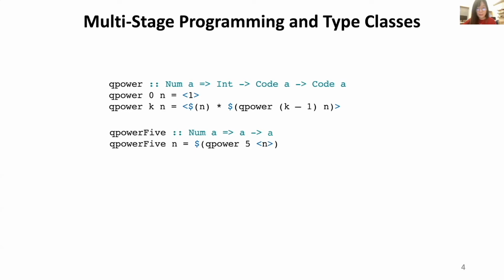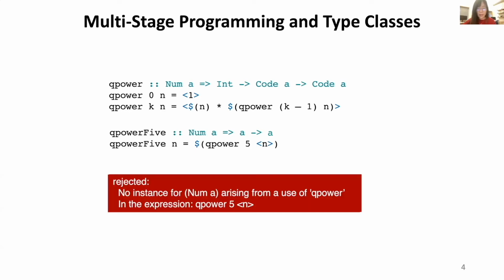It is somewhat surprising then that this function actually fails to compile in the latest implementation of Template Haskell in GHC 9. The error message is also mysterious. The compiler complains that it cannot find an instance for Num a, while we have this instance right there in the program. So what is going on here?